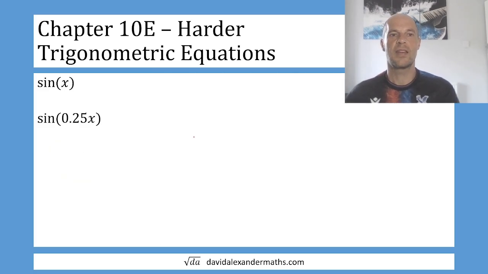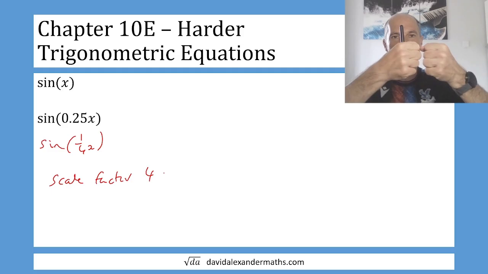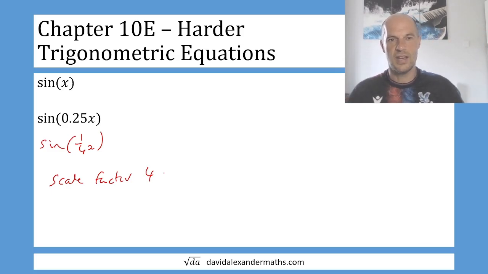Okay, so what about the sine of x over 4? It's probably easy to see this as sine of 1/4 x. So this is a stretch parallel to the x-axis with a scale factor of 1 over 1/4, in other words, a scale factor of 4. So that means everything's being stretched 4 times.